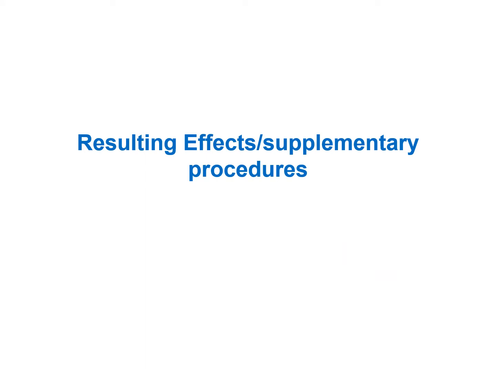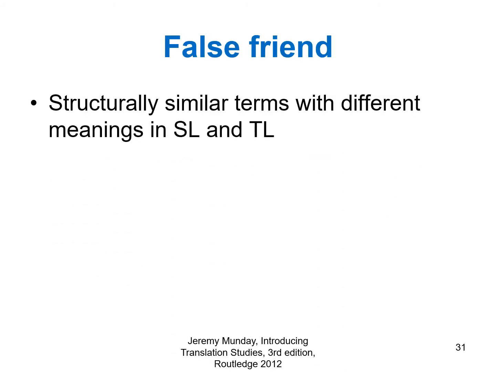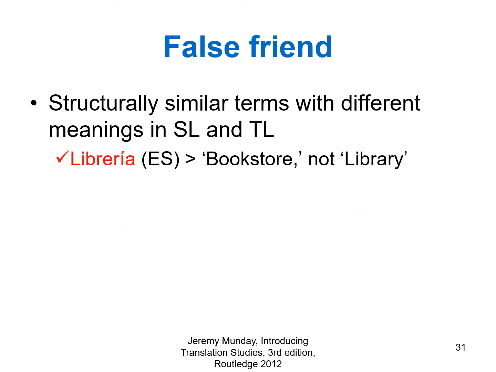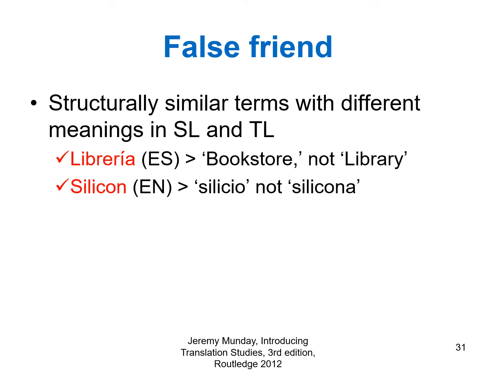Just very quickly, we should mention the resulting effects of supplementary procedures, as they are called depending on the author. Remember, we refer to them as false friend, explicitation, compensation, amplification, and economy. So false friends may or may not be acceptable in the target language. They're structurally similar terms with different meanings. Librería is a bookstore, not the library. This appears to be mainly negative in most language learning environments, and learners of the language are told to avoid them. But sometimes they can be accepted in certain translation strategies.